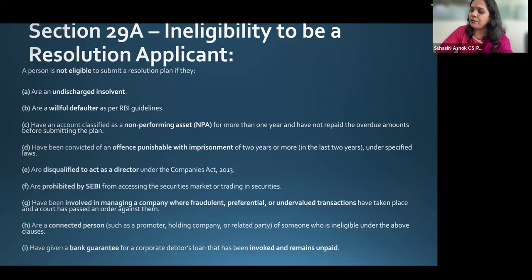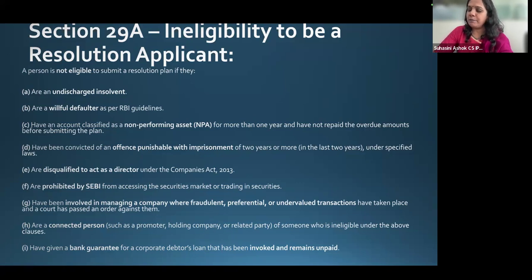So in either process, section 230 or the auction process, the applicant should be compliant with section 29A. No ineligible applicant is allowed to submit even a section 230 scheme or participate in the auction process. And in pre-pack, it is excluded. But pre-pack, again, I'll discuss in detail. Again, this section 29A is applicable across all the applicants except MSMEs.